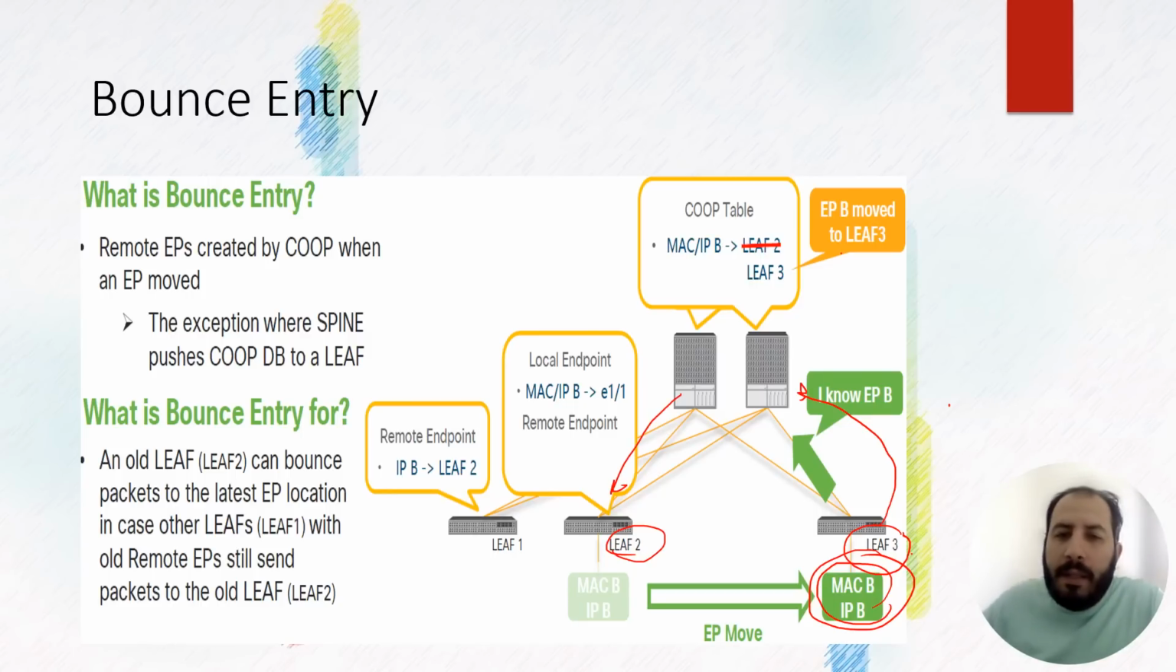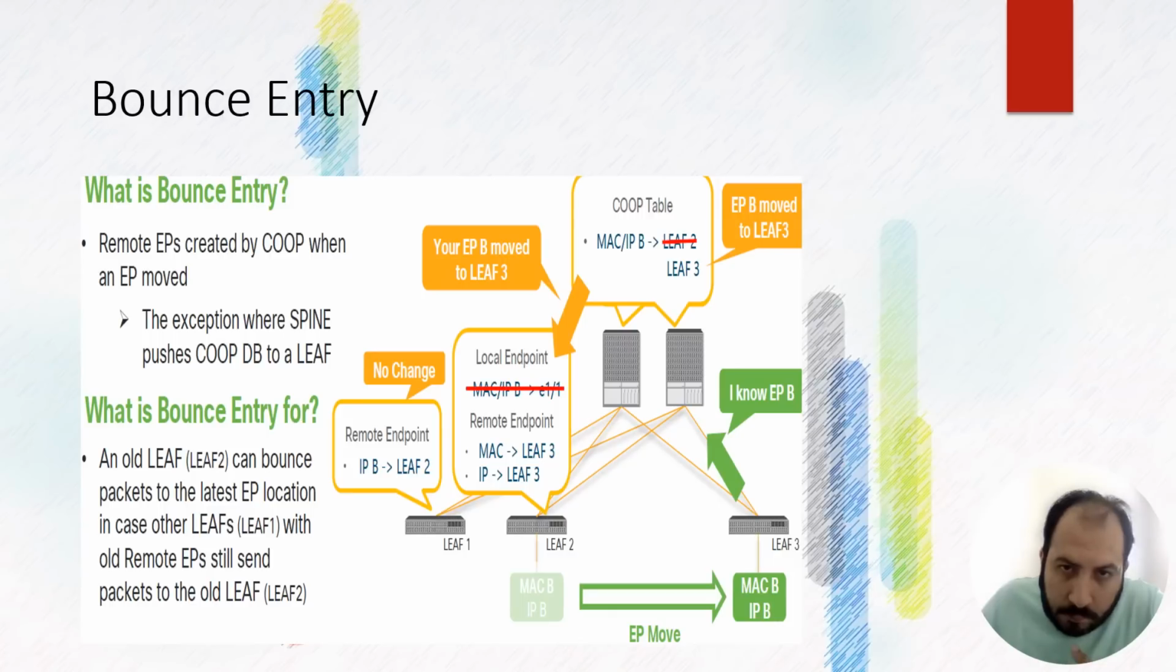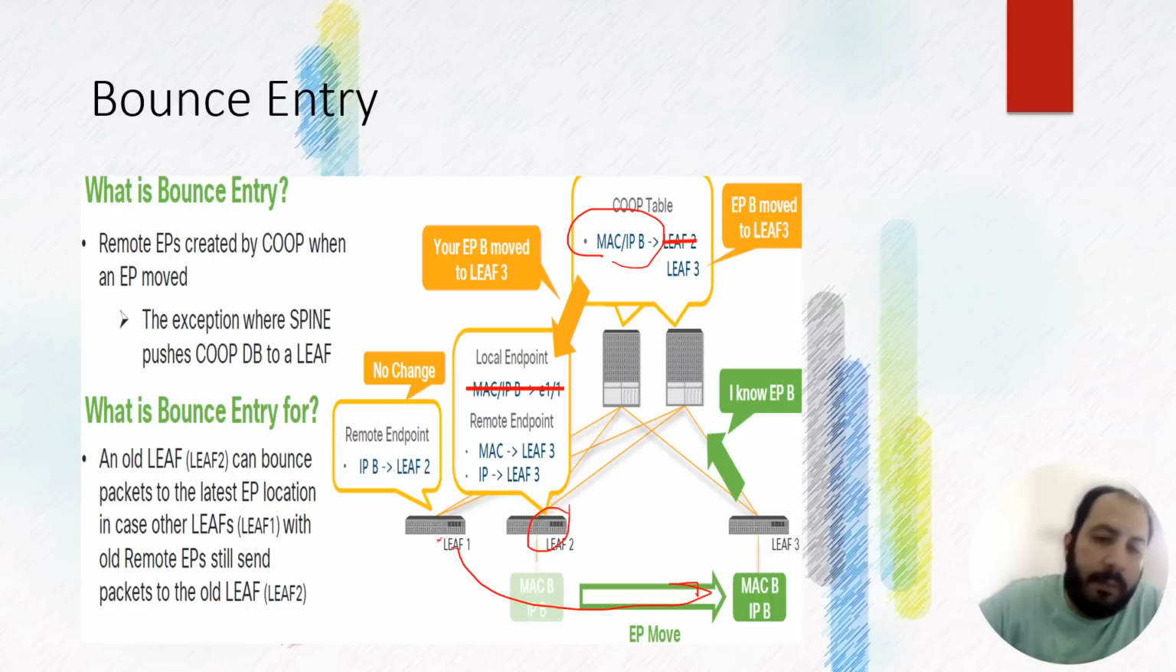That will update leaf 2 that you have to understand that you have a bounce entry, meaning that you no longer have this MAC address B. So whenever someone asks you to reach endpoint B, you simply bounce the traffic directly to leaf 3. Okay. So in that way, we can guarantee that there is no need to reflush our database. Okay. With that being mentioned, I hope that has been informative to you, and thank you for viewing.